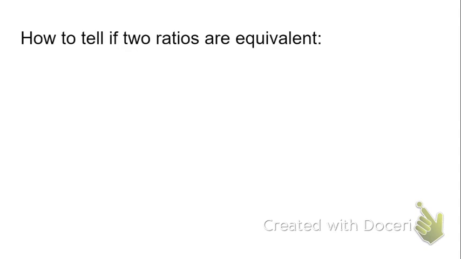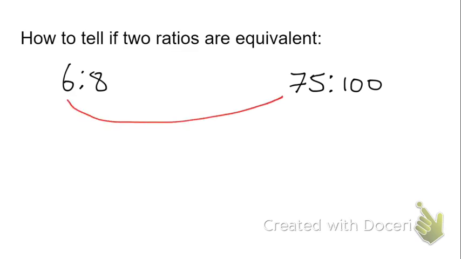So I'm going to give you guys two ratios again, 6 to 8, and then 75 to 100. Are these two ratios equivalent? I want you guys to think about that. Remember, what did we do earlier? Check it, right? Can I multiply 6 by something to get 75? How about think about that?